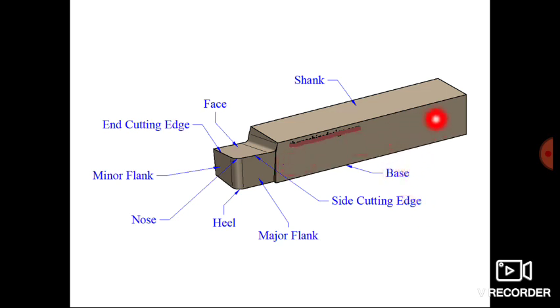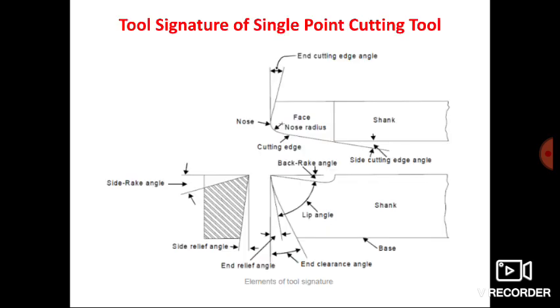If you look at the cutting tool from this side, this will be the front view, this will be the top view, and this will be the side view. Sorry, this portion will be the side view. The same things you are getting here. Now we will discuss the various angles associated with the single point cutting tool.